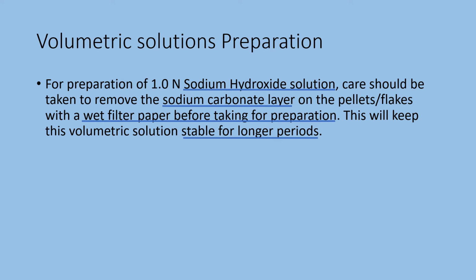So, if you want to make this 1 normal sodium hydroxide solution, you have to take 1 equivalent weight of sodium hydroxide, which is 40 grams per liter. This can be calculated easily. As the atomic weight of sodium is 23, the atomic weight of oxygen is 16, and the atomic weight of hydrogen is 1. So the total will become 23 plus 16 plus 1, which is 40.